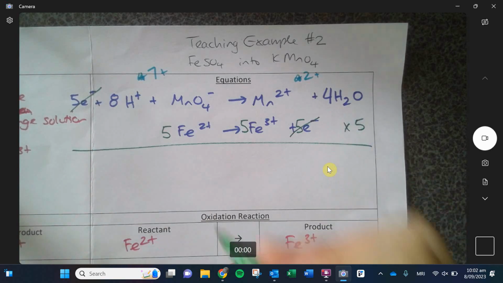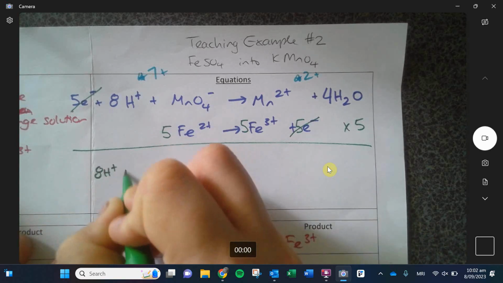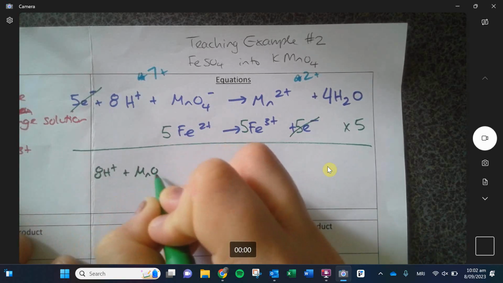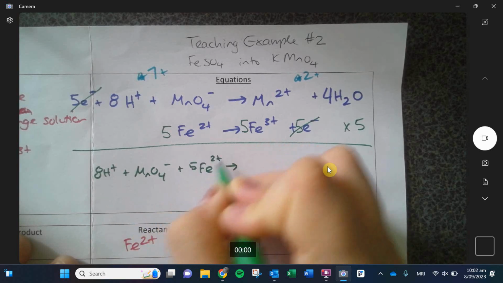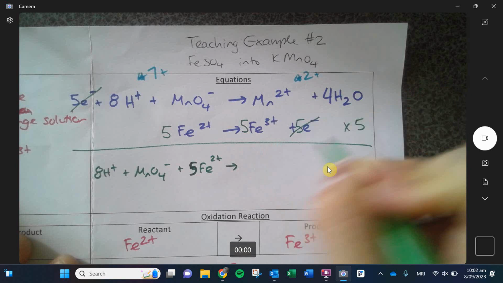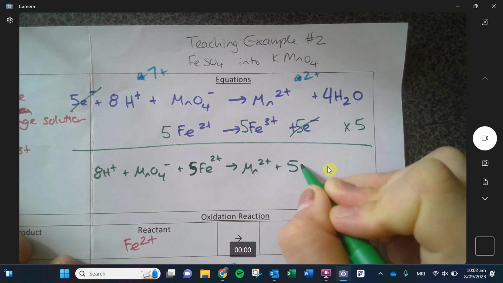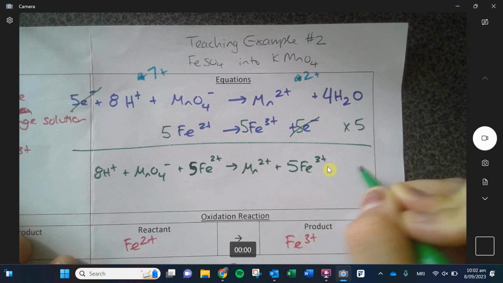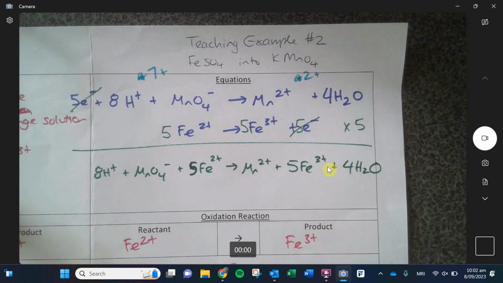Now I just copy everything down. So I have 8 hydrogen ions plus the permanganate ion plus 5 iron 2s. Oops, make that 5 bigger. And then on this side, we have the manganese ion plus 5 iron 3s plus 4 waters. And that's how I put it together. Any questions?